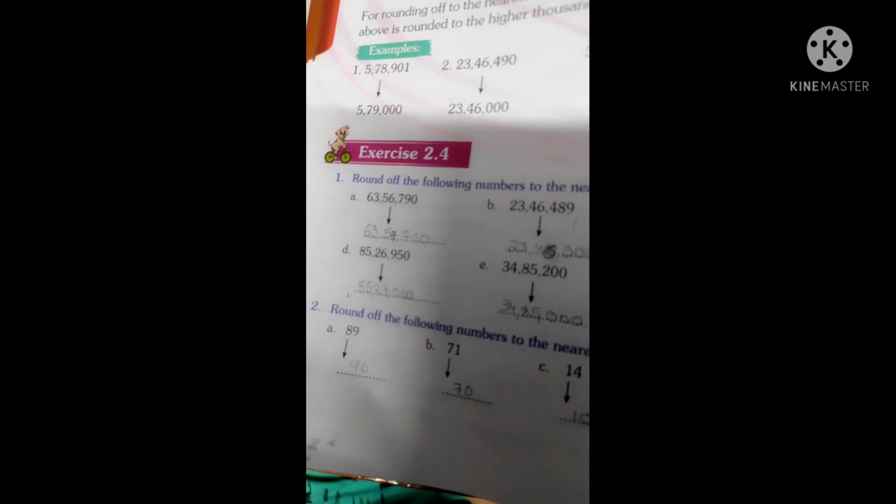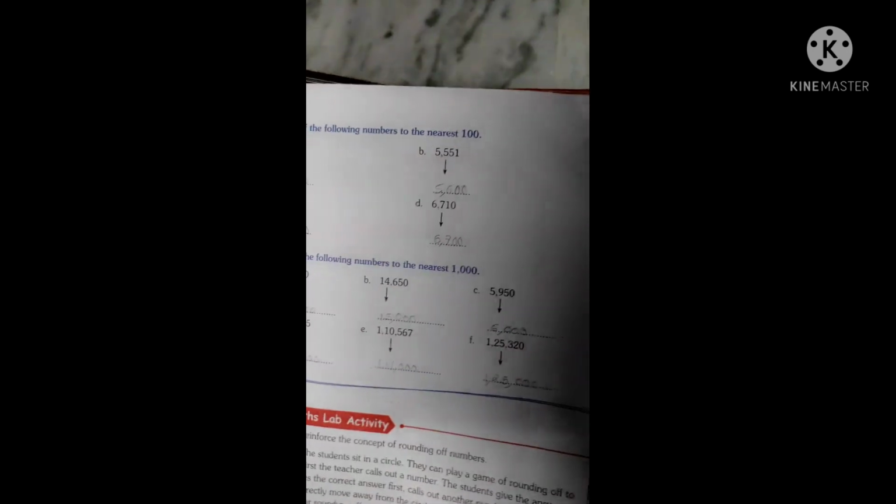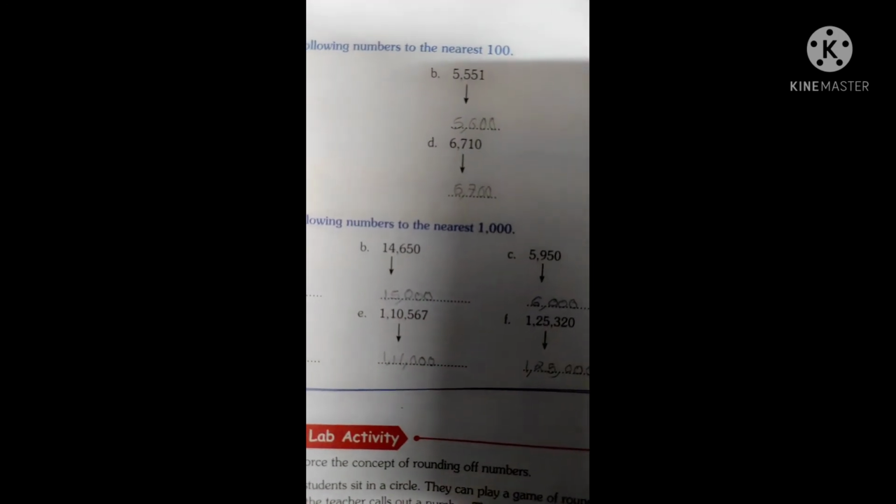Here, round the following numbers to the nearest 10. You already know, I said. Here again it is given for revision. So let's write 89, 90. 71, 70. 14, 10. 88, 90. Let's go to the next page. Here round the following numbers to the nearest 100. So 1,200. 5,551, 5,600. 8,120, 8,100. And here next is 6,700 and 6,700.